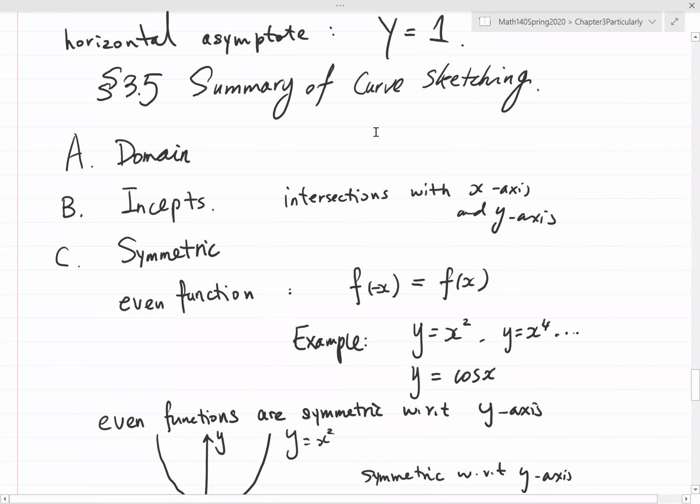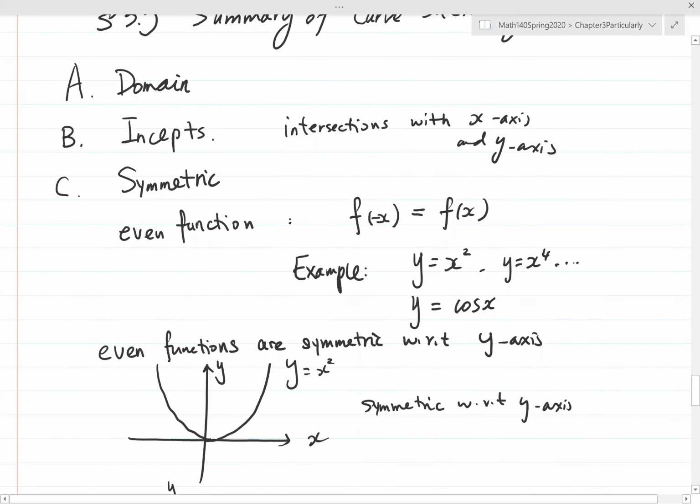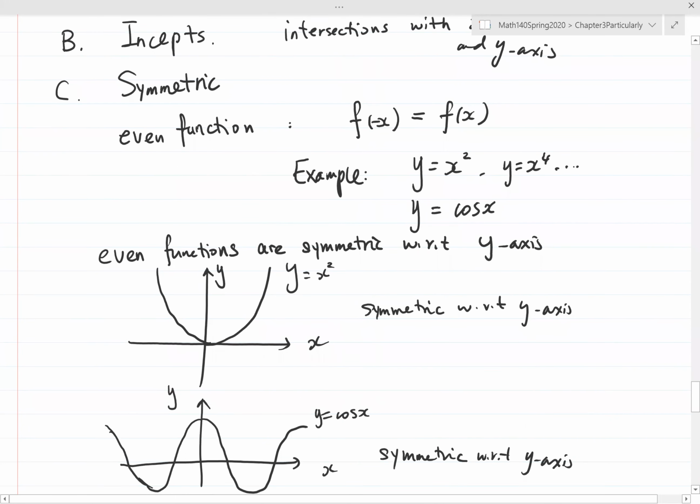Last time we talked about the summary of curve sketching. We talked about the factors that we need to consider when we graph the curve of a function. The factors include the domain of a function, the intercepts, the intersection with the x and y axes, and symmetry.